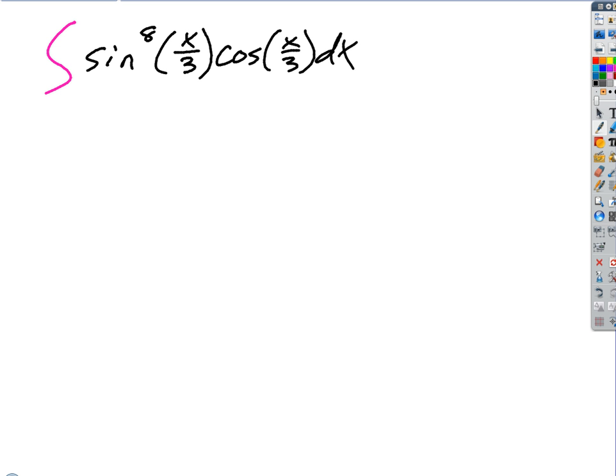X over 3, yeah. That's a pretty minor one though, isn't it? All we're really doing is just changing the argument of those trig functions. And it's going to make things look a little simpler, but let's do that. So what if we said u equals x over 3, then what's du going to be?